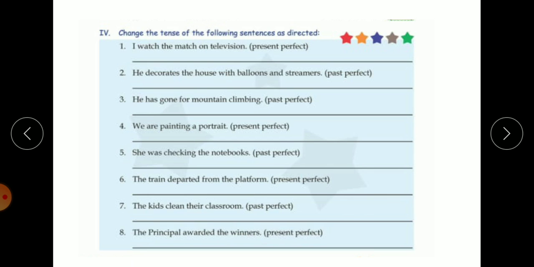Clear? So these exercises you have to complete in your books.